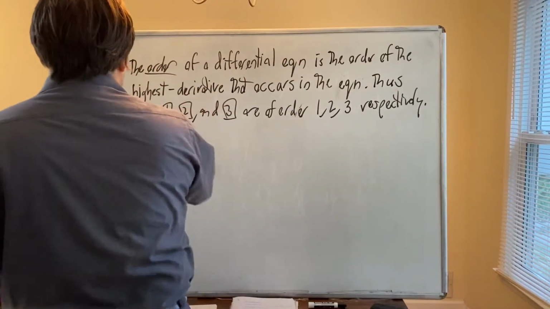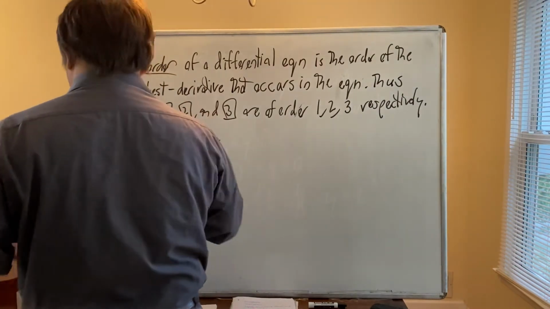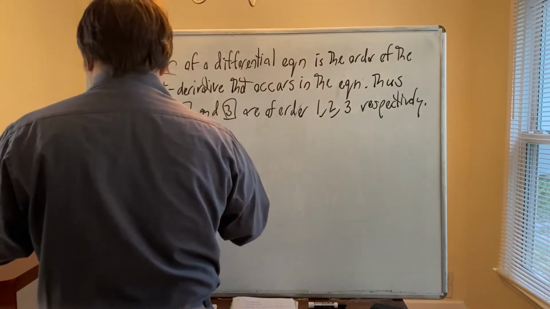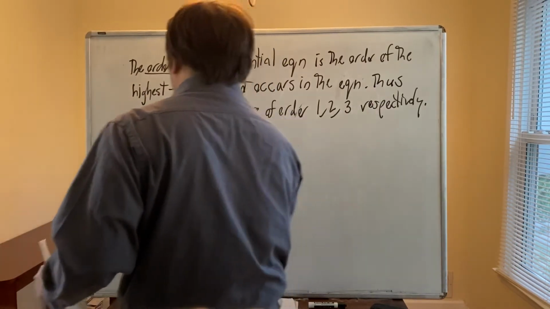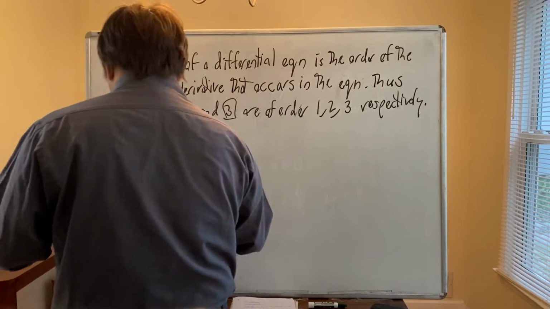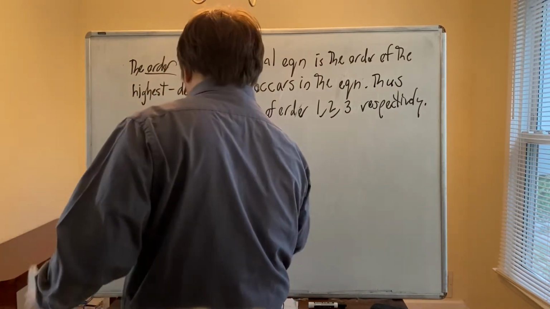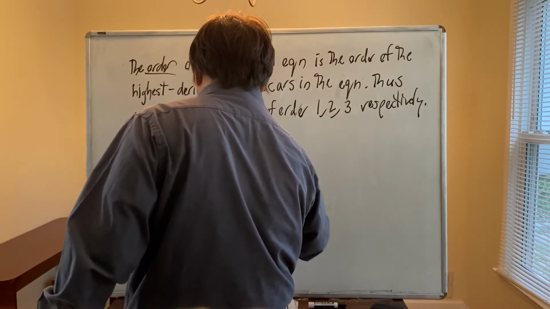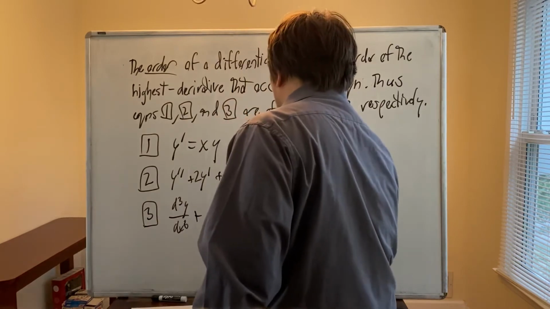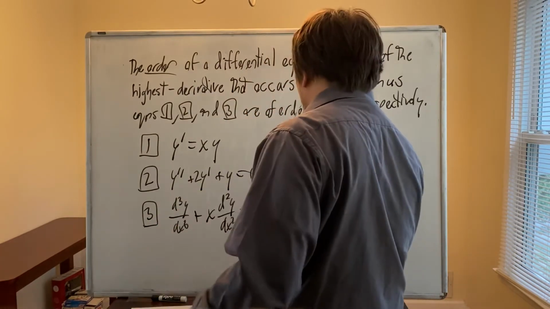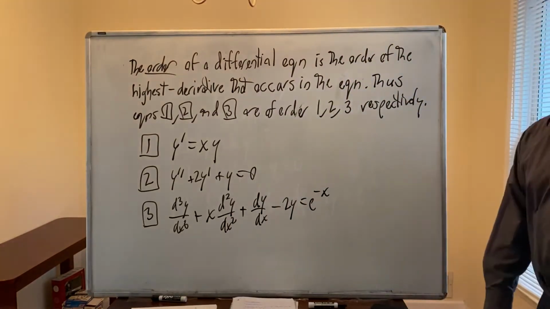So for instance, the first equation is y prime equals xy. The second equation is y double prime plus 2y prime plus y equals 0. And the third equation is d3y dx3 plus x times d2y dx2 plus dy dx minus 2y equals e to the negative x, right? Those are the three differential equations that were on the last board.